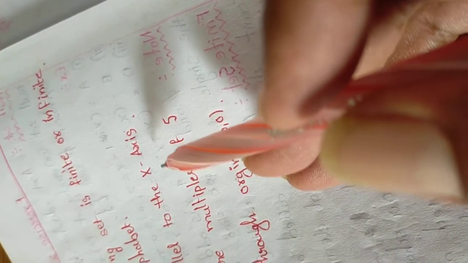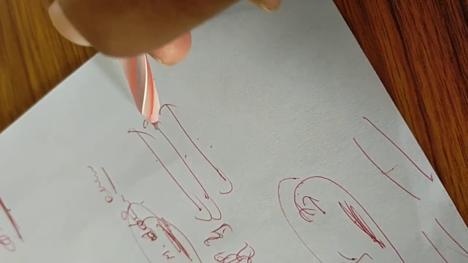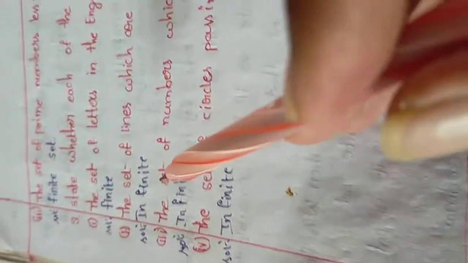The set of lines which are parallel to the x-axis. It is an infinite set. The number of lines parallel to the x-axis has no limit, so the number of elements is infinite. Understand? The set of lines which are parallel to the x-axis is an infinite set.